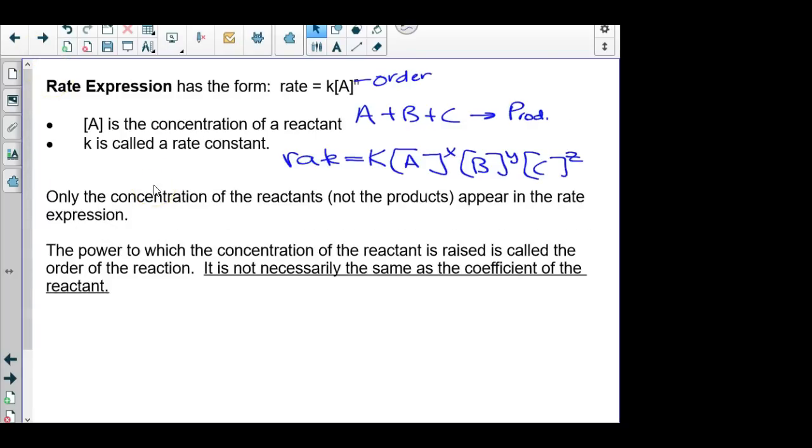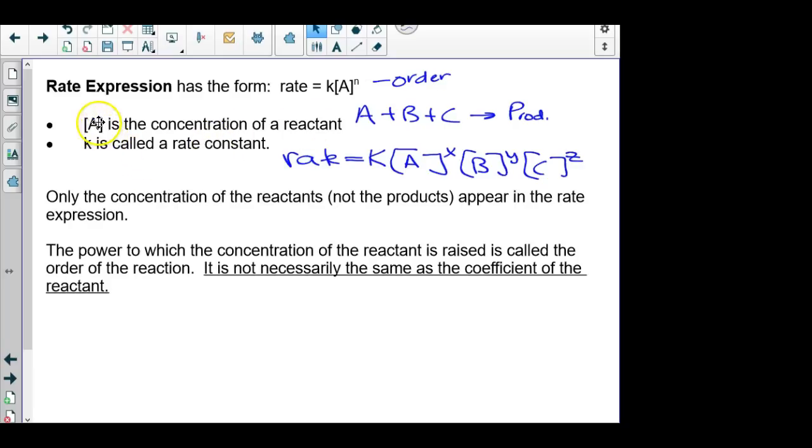Learning how to write a rate expression. A rate expression has the form rate equals k times concentration to the n, or you can use x, y, z. Any letter can be used here in the place of an n, but that superscript, or that exponent, represents the order of that reactant. Because we're talking about reaction rates, we will be using reactants only, not products, in our expressions.